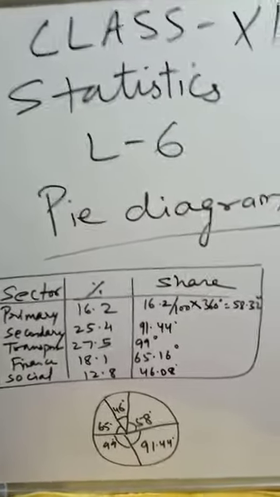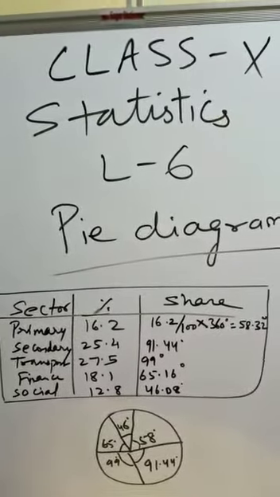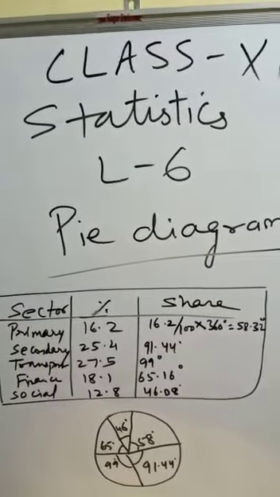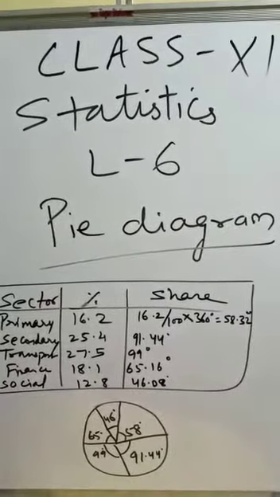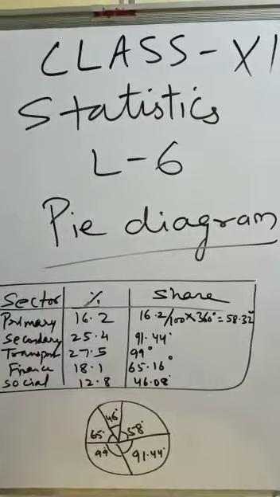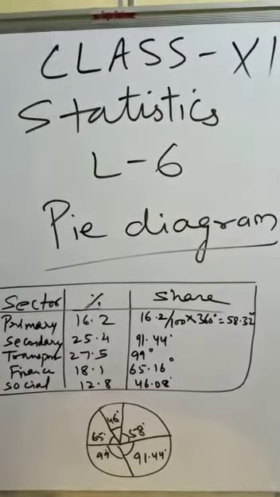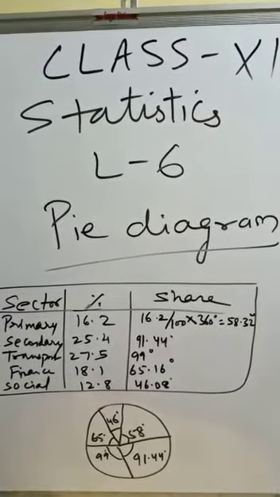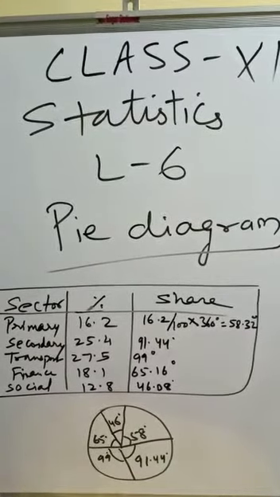Now how can we convert them into degrees? It is very simple. 16.2 divided by 100 into 360 degrees, then we get 58.32 degrees. Now in the secondary sector, 25.4 divided by 100 into 360 degrees, again we get 91.44 degrees. Same with transport, 27.5 divided by 100 into 360, then we get 99 degrees.